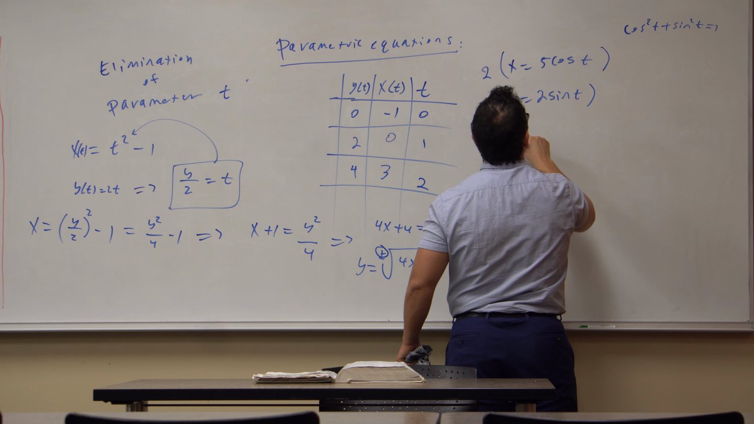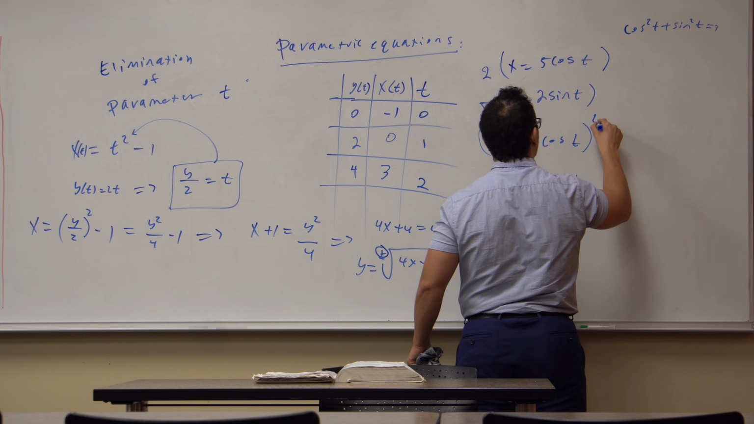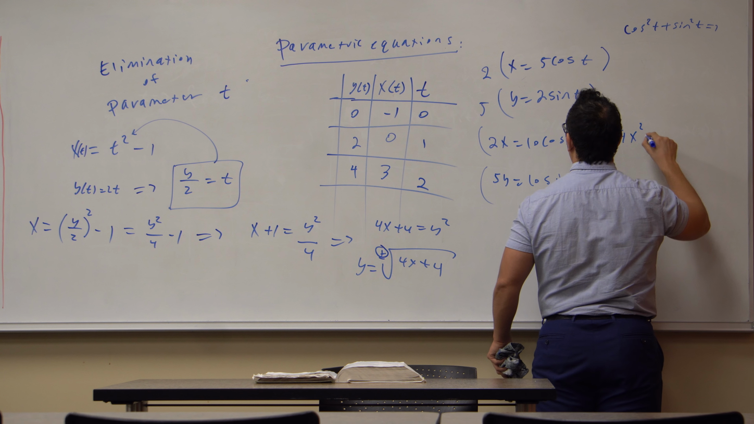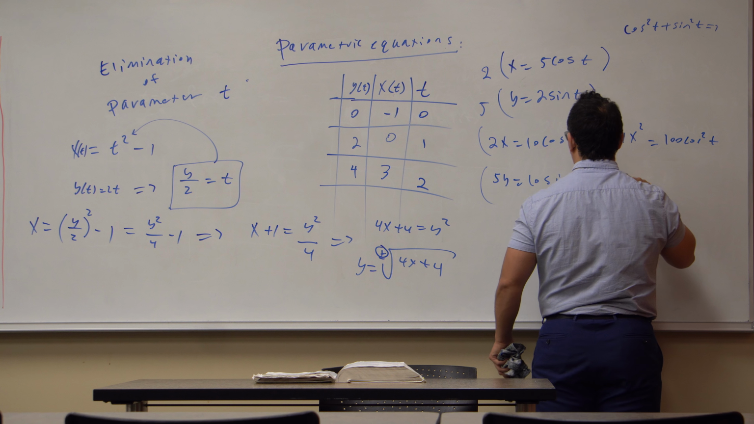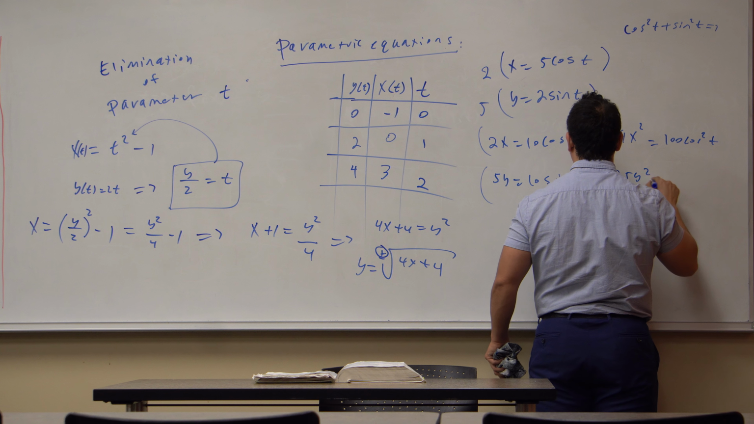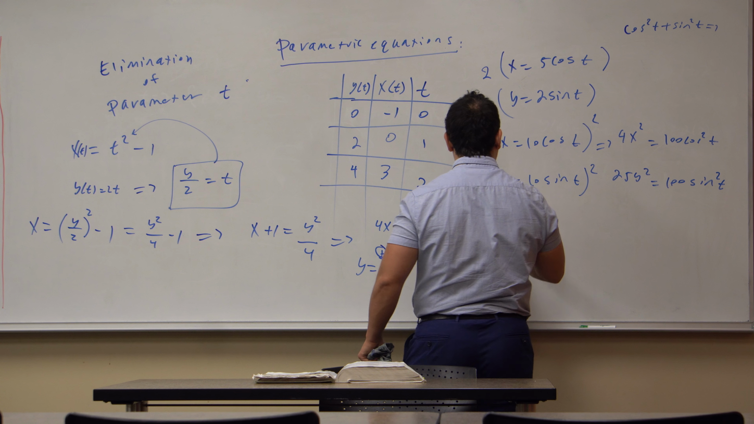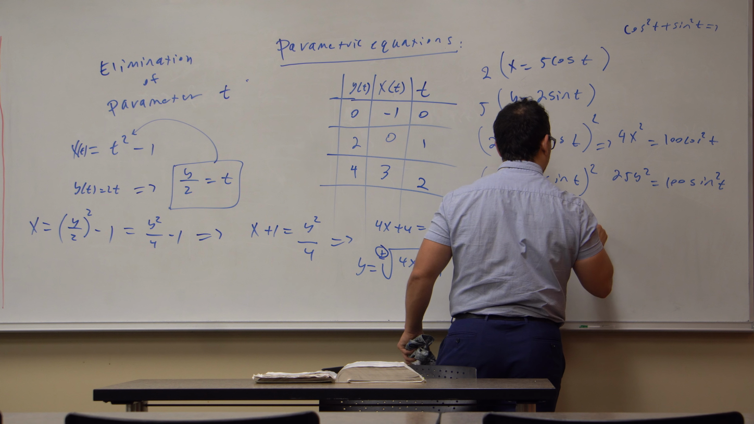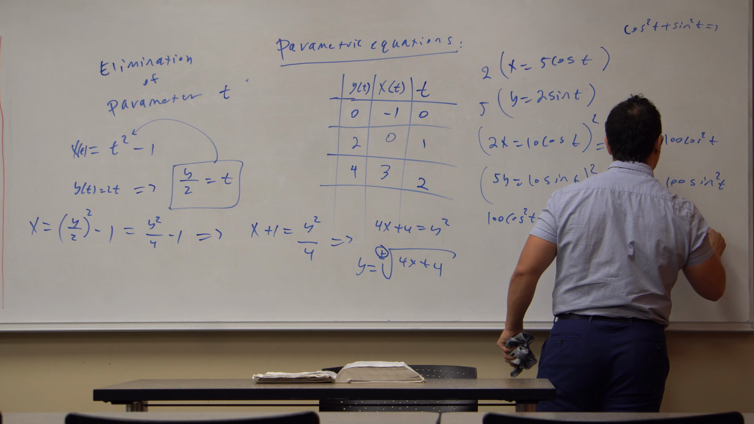Once I do that, I get 2x is equal to 10 cosine of t. And here I get 5y is equal to 10 sine of t. So that upon squaring these two values, this implies that 4x squared is equal to 100 cosine squared t, and that 25y squared is equal to 100 sine squared t, so that when I add 100 cosine squared t plus 100 sine squared t, this is equal to 4x squared plus 25y squared.